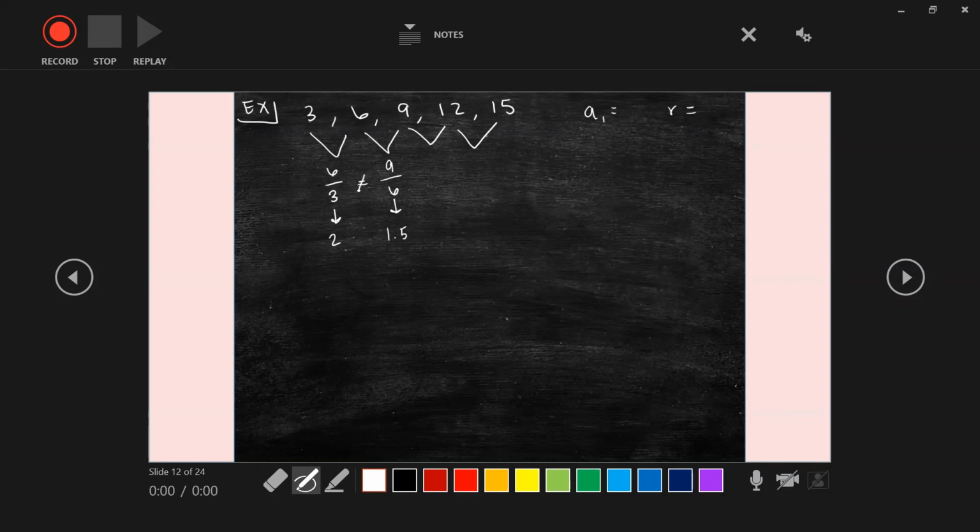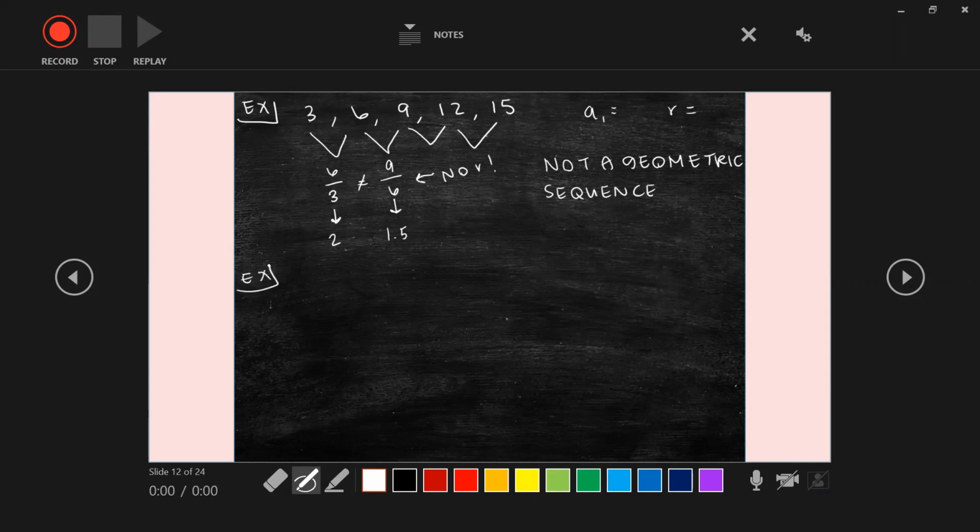So if these aren't equal to each other, what does that mean? That means it's not a geometric sequence, because there is no common ratio. There's no R.